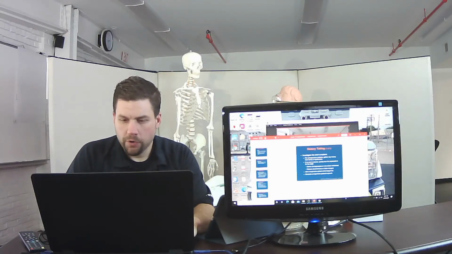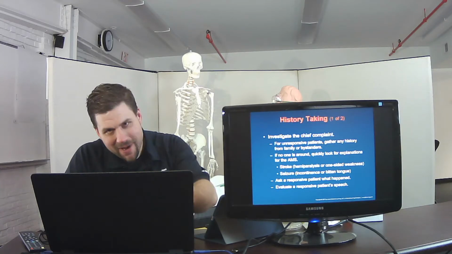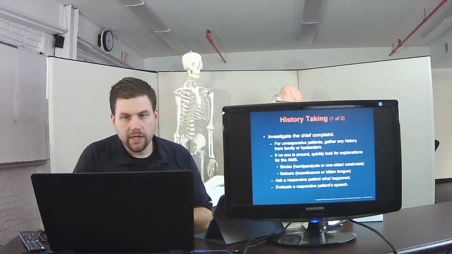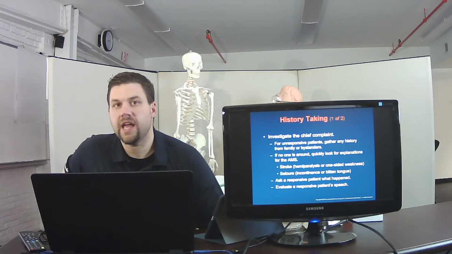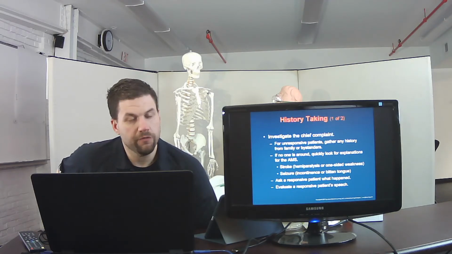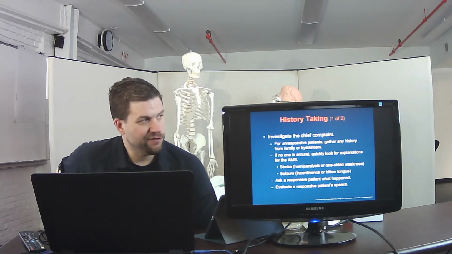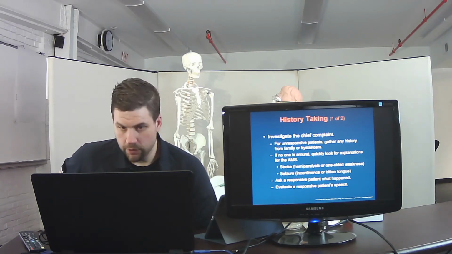Welcome back to part 3 in a 3-part series on neurological emergencies, and we're going to jump right back into history taking. History taking is very important in these situations. We need to investigate our chief complaint. For our unresponsive patients, we have to gather any history from family or bystanders. If nobody's around, look for explanations for the altered mental status.